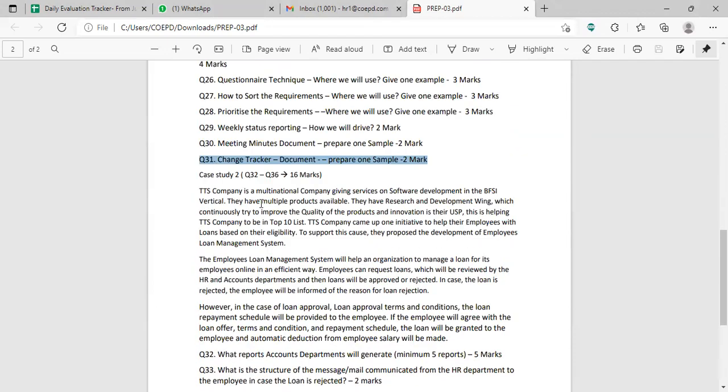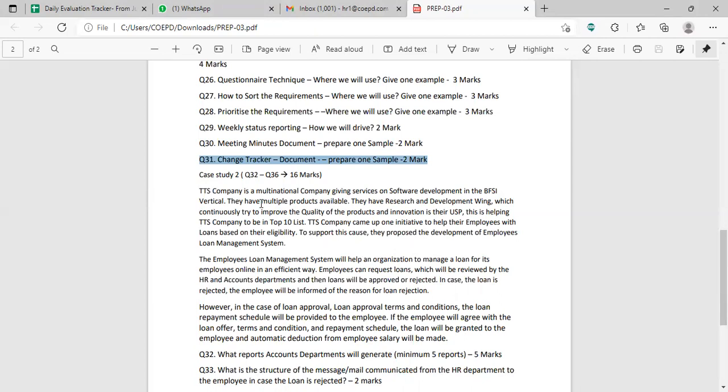Now, talking about the case study again, the case study says, TTS company is a multinational company giving services on software development in the BFSI vertical. They have multiple products available. They have an R&D wing, which continuously tries to improve the quality of the products, and innovation is their USP. So they believe in innovation. This is helping TTS company to be in the top 10 list.